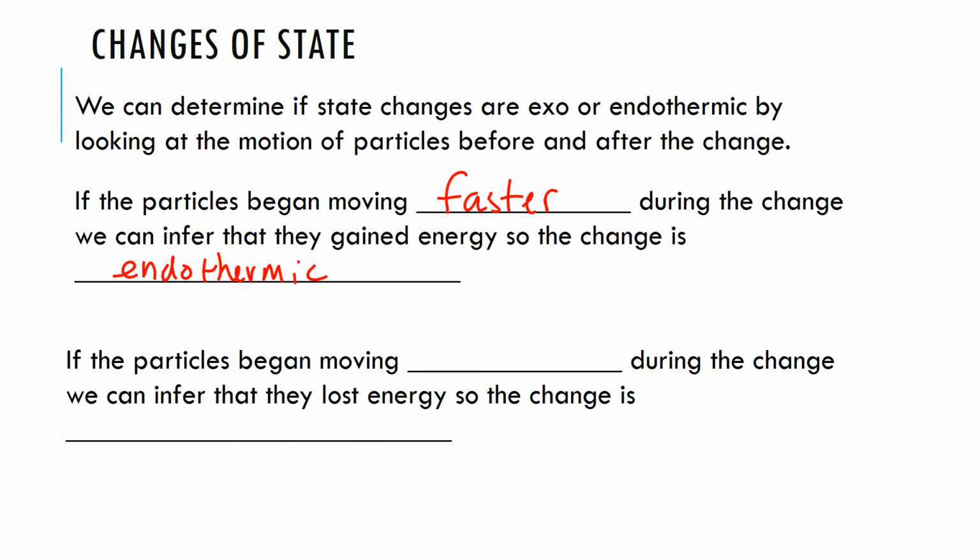Now, if the particles began moving slower during the change, in other words, they started fast and slowed down during the change, we can infer that energy was lost, so that change would be exothermic, because exothermic reactions are one in which energy is released by the system.